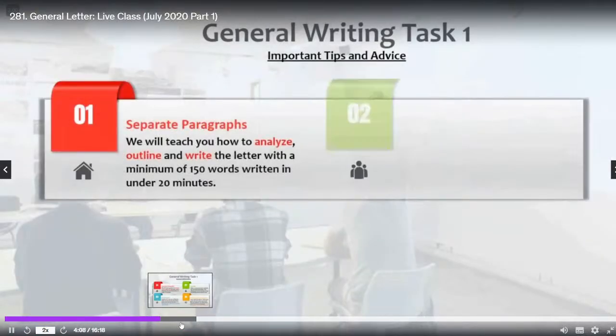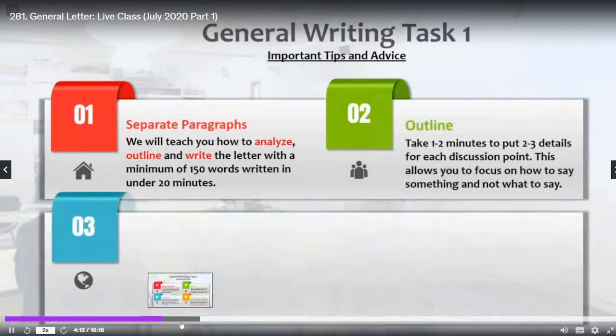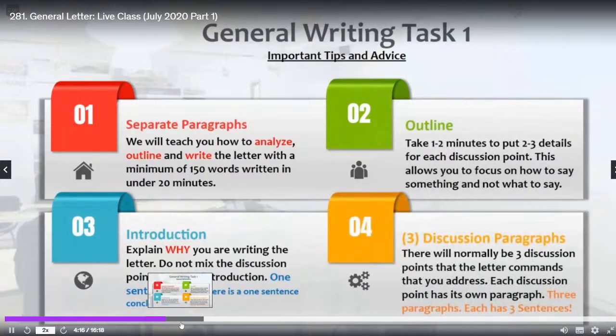So when we're talking about task number one, you have to be able to separate your paragraphs. I'm going to teach you and go over with you today about how to analyze, outline, and write the letter with a minimum of 150 words written in under 20 minutes. The organization and separation of this information into proper paragraphs is really, really important.